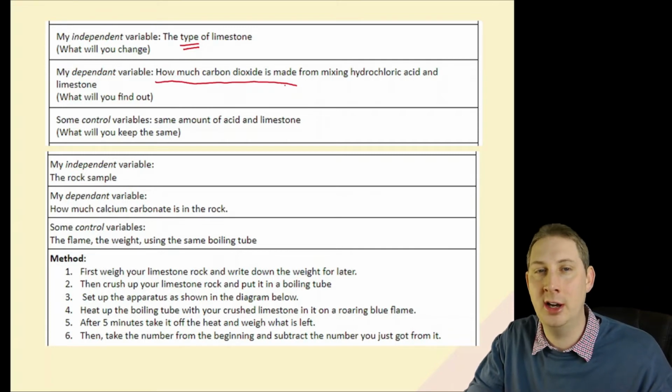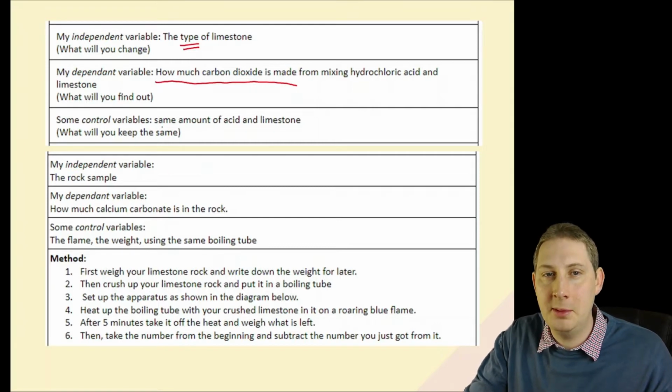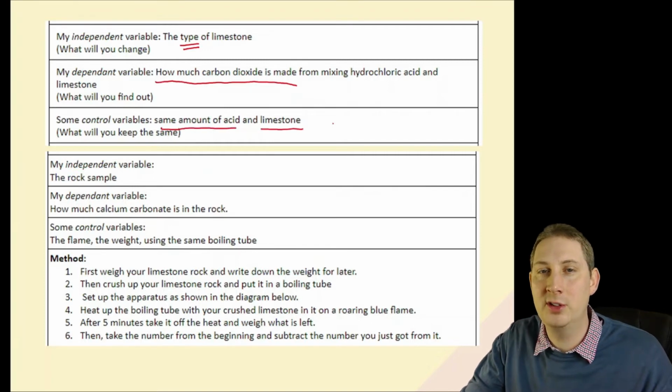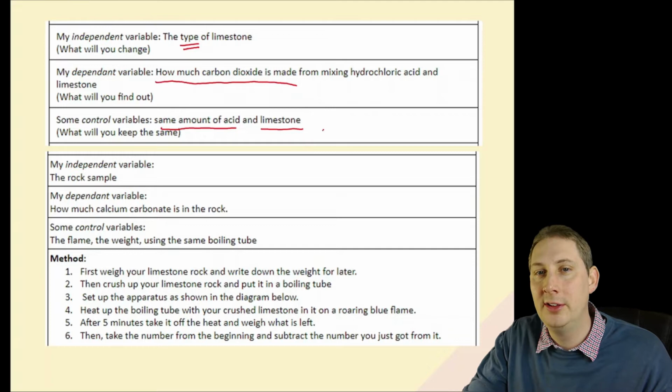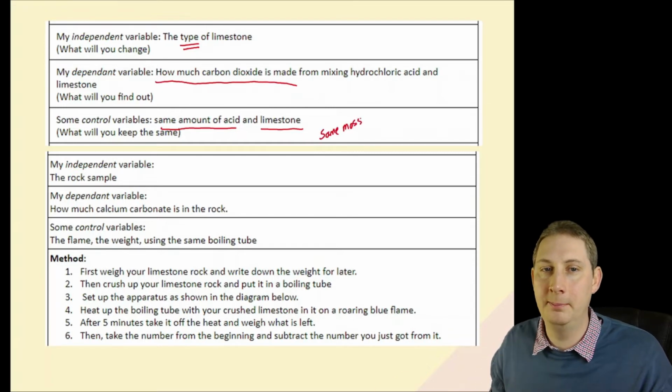You can measure the amount of carbon dioxide being made. Control variables: the same amount of acid, we've seen that before, but the same amount of limestone. Of course, it's really important that you start with the same mass each time. These are good variables.